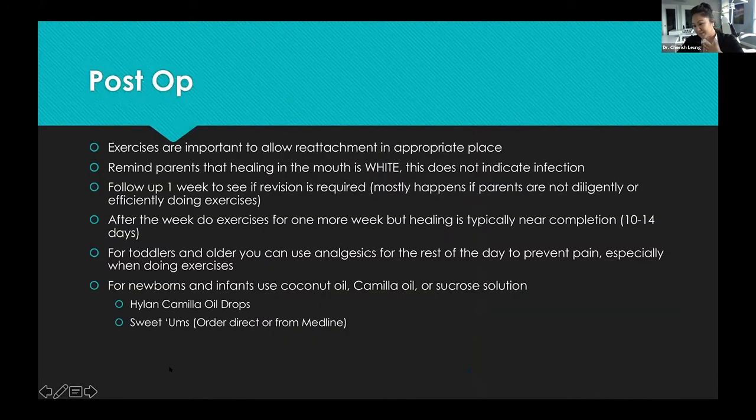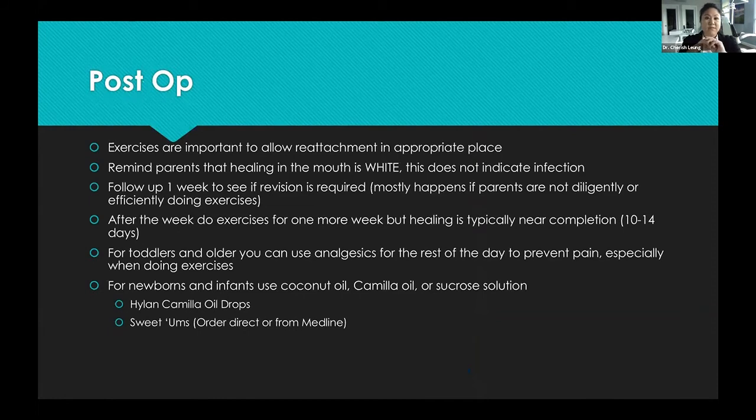So what about post-op? Post-op is super, super important for you to discuss with the parents, because they have to do these exercises at home. And if they don't, then it can reattach, and you're going to have to do a revision in a week. And the kids are going to be even less cooperative because they're like, wait, I already been here. I don't want to do this again. So you don't want that to happen.